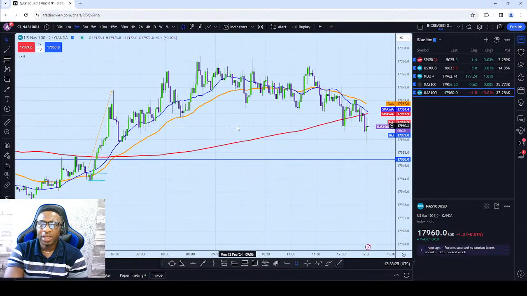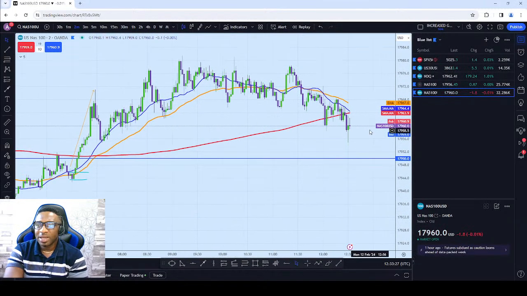So currently NAS is in the narrow state. There are two things that could happen from here. Either it pops going up or it pushes going down. And whichever way, we will take advantage of it.